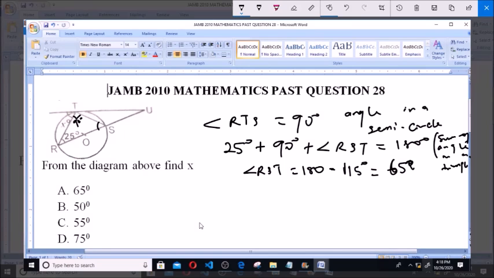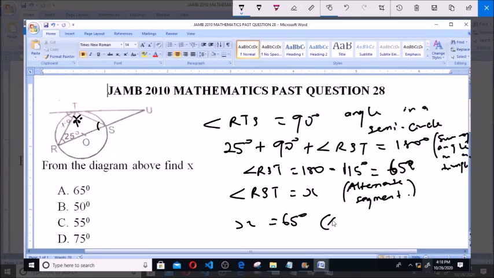Now we're asked to find the value of x. If you look at x and angle RST, you notice that angle RST is equal to x. This is because they are angles in alternate segments, and angles in alternate segments are equal. So we can say x is equal to 65 degrees, which is option A. And remember, since this line here is a tangent, this and these are alternate segments, making this angle equal to this angle. So the value of x is 65 degrees, which is option A.